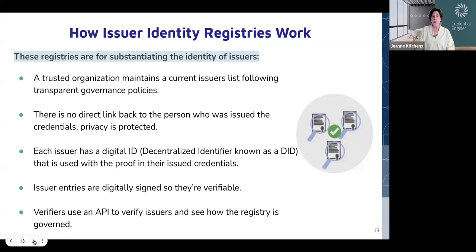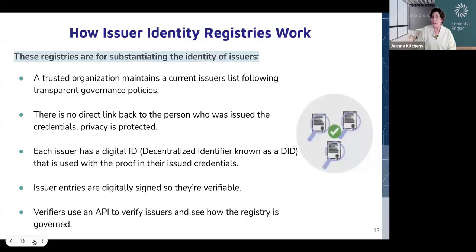These registries have no link back to the person who was issued the credentials. So we want to make sure we have that privacy protection. And in our registry and in our research paper with the Digital Credentials Consortium, we are using what is called a decentralized identifier. This is a W3C specification that is widely used, and these identifiers are used as part of those modern specifications that I mentioned earlier. And the entries are digitally signed.